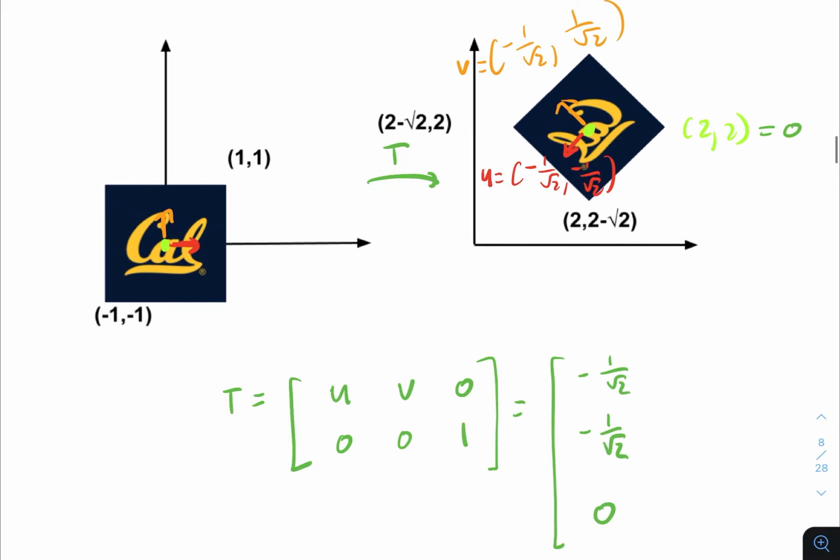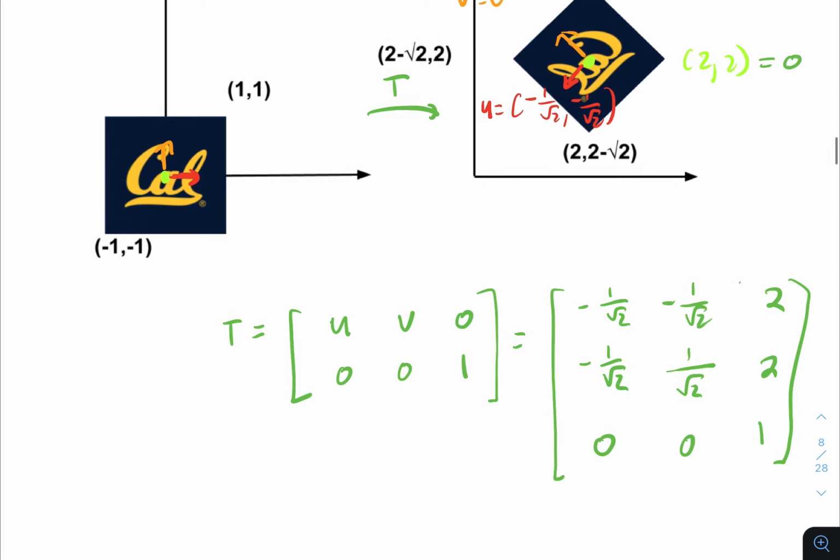Then copy in the basis for v, -1 over square root 2, 1 over square root 2, 0. And then finally the origin at 2, 2, finally 1 to complete the homogeneous transformation. And this is the answer, and it could save you a lot of time compared to matrix multiplication.